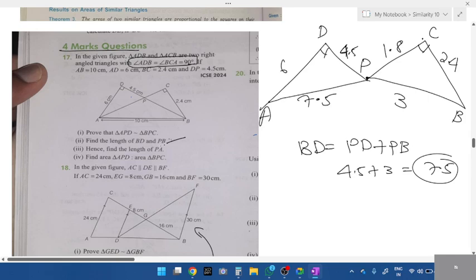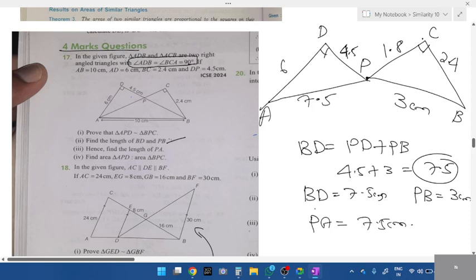And did we get the PB value? Right? BD is equal to 7.5. What is PB, students? Be quick. PB is 3 centimeters. Next, tell me the next one. Find the length of PA. We already found it. What is PA? 7.5 centimeters. Is it clear?